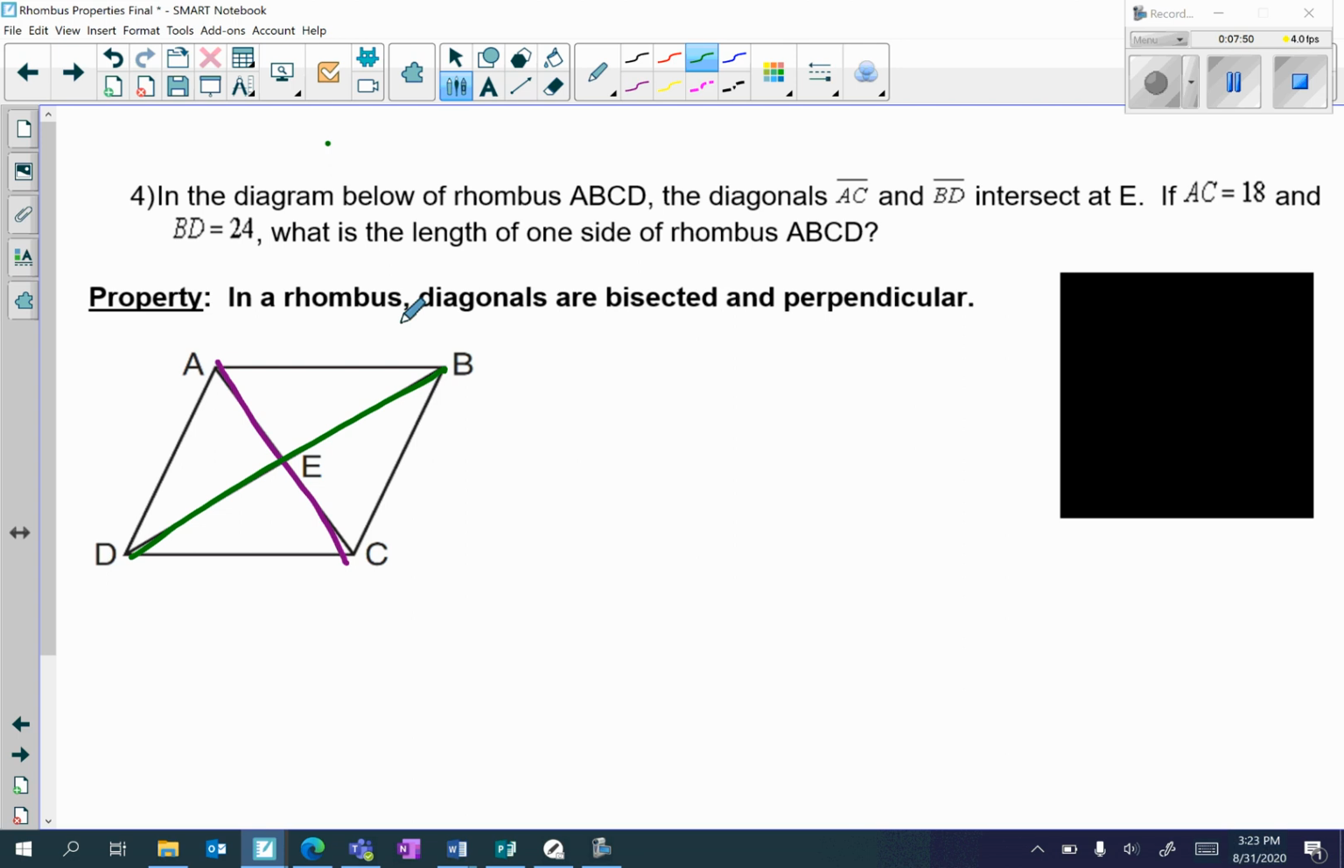Now please remember that the properties that you're going to be applying to this question are that diagonals bisect each other, meaning they create two congruent parts, and they're also perpendicular, meaning they create 90-degree angles. So I'm going to put in my 90-degree angles. Now that they create two congruent parts, I have to take AC, and I want two congruent parts here and here. Now all I have to do is divide that by 2. 18 divided by 2 is 9. So therefore this is 9 and this is 9.